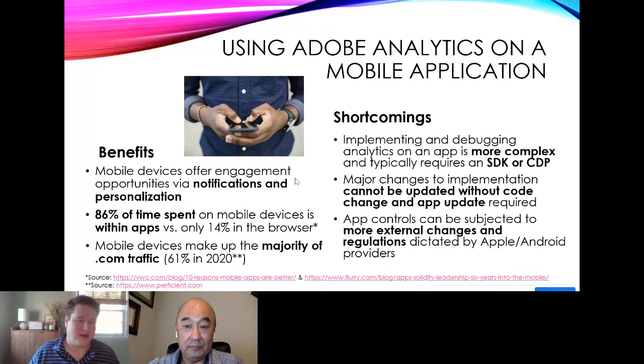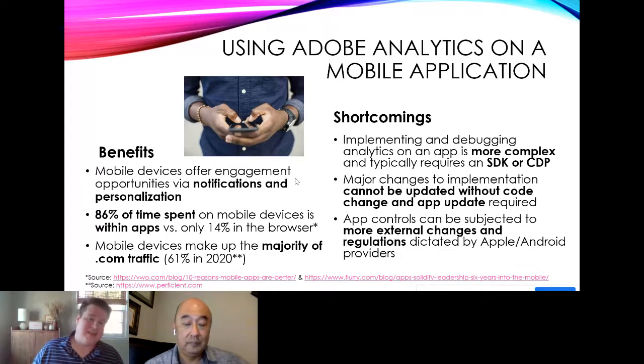Mobile devices make up the majority of traffic to .com sites. This is talking in the browser, 61% in 2020. So over half of people who are on a standard website are doing it from a mobile device. Then if you take the number of people on mobile devices, 86% of the time they're going to apps.